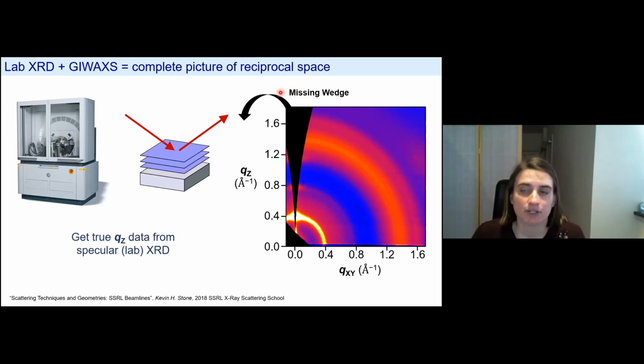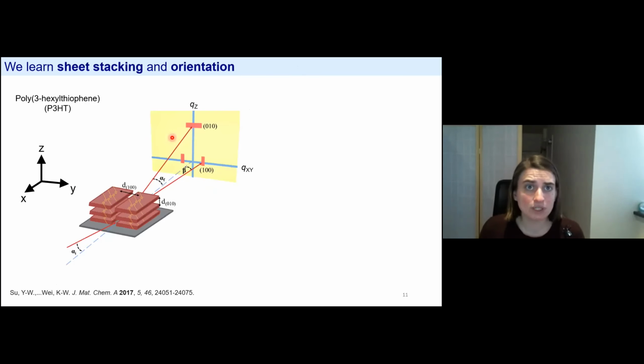The lab X-ray diffraction experiment probes only planes that are parallel to the substrate. So if you want to get the complete picture of reciprocal space of your film on a bulk scale, you take the GIWAXS pattern and combine it with lab XRD. So this is very powerful, especially for halide perovskites, where you can pretty easily use both techniques. So we can learn a lot of things about our crystallites in the film.